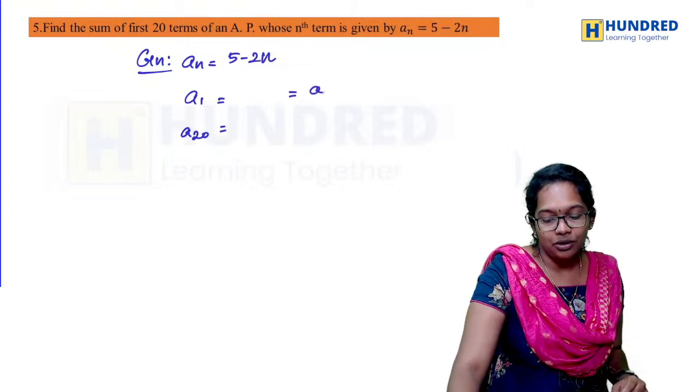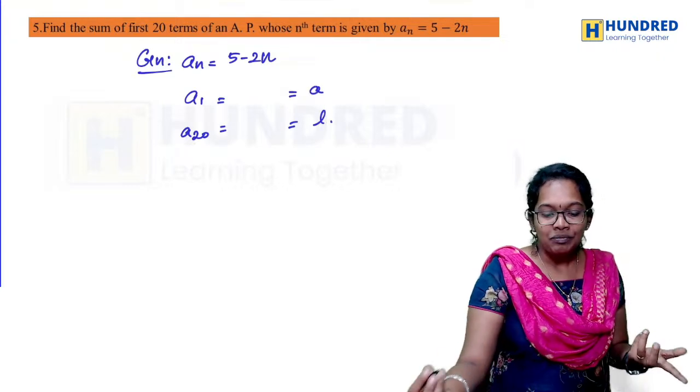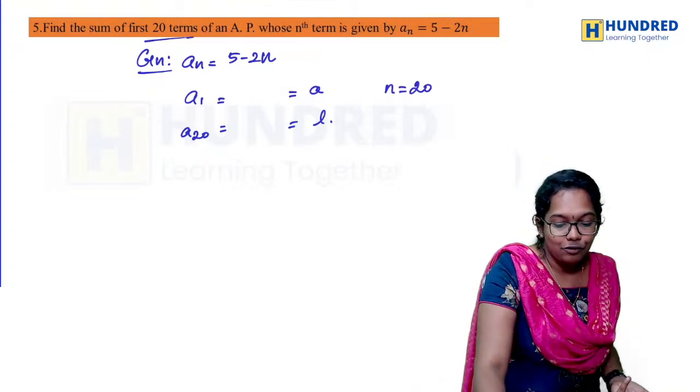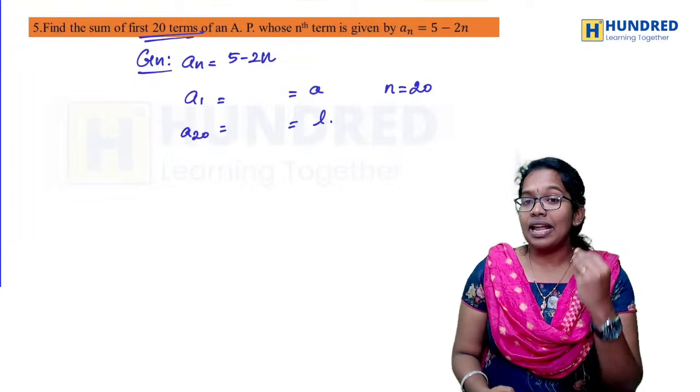So this is going to be your a value, this is going to be your L value. And then you know what is n. n here is 20 because they are asking for the first 20 terms, right? n is equal to 20.